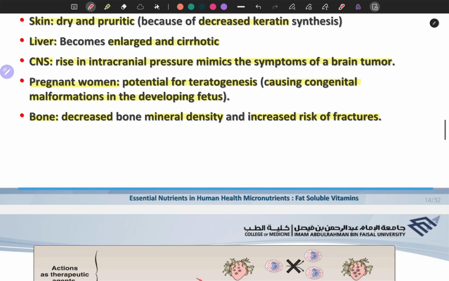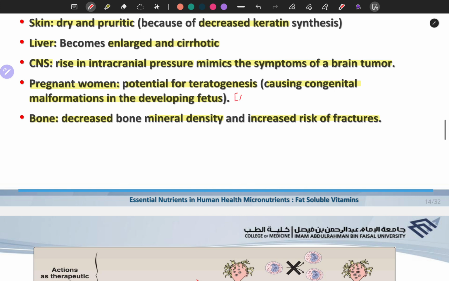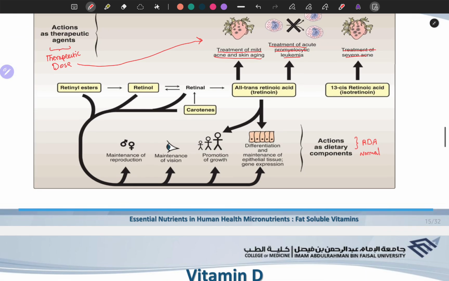Yes, vitamin A recommended dose is safe. The recommended dose is not an excess amount. The recommended dose is the normal amount present in the diet. Excess amount is the therapeutic dose. See, you do not take tretinoin or isotretinoin as a diet. In the diet, what is present is retinol, retinol esters, and carotene. As a therapeutic, you take tretinoin or isotretinoin. Is it okay now?